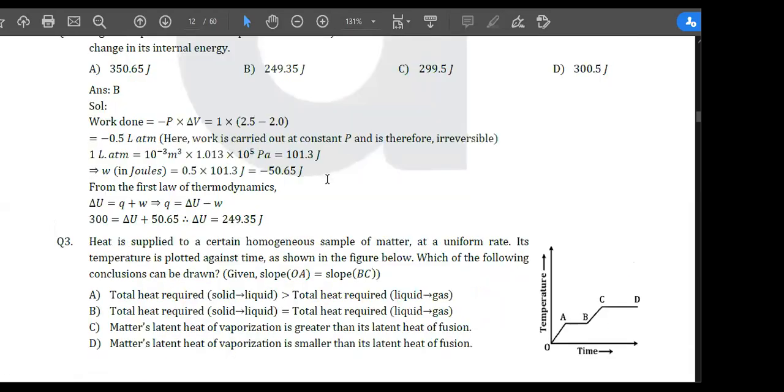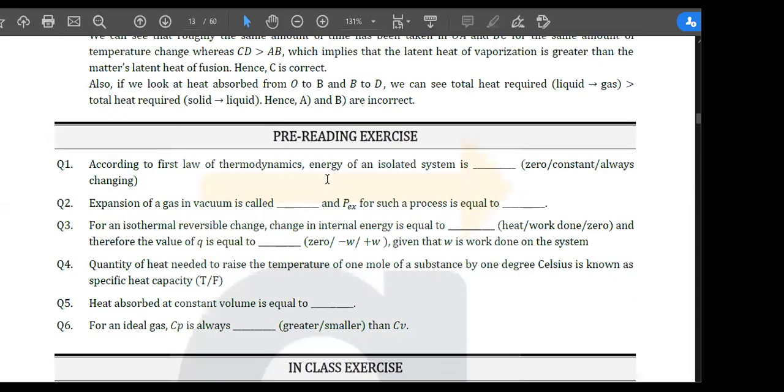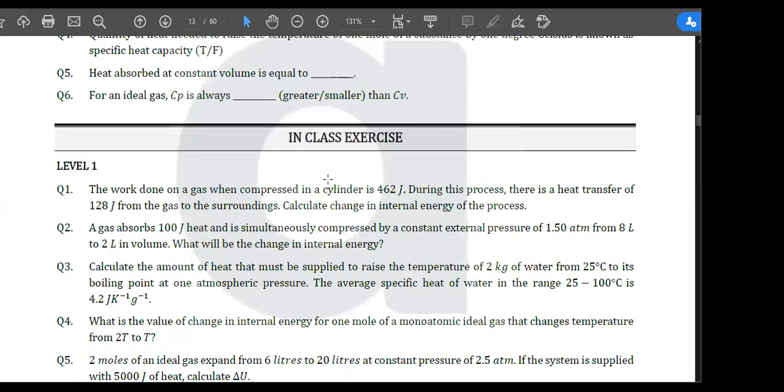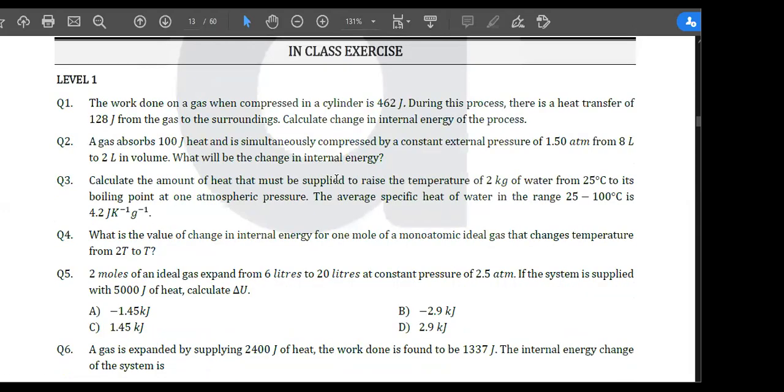So we'll start with the in-class exercise, right? In-class exercise, question number 1 to 5. Everyone, in-class exercise, question number 1 to 5. Any doubts in question number 1 to 5? Tell me. Any doubts? Okay. Question number 3. We will solve question 3.